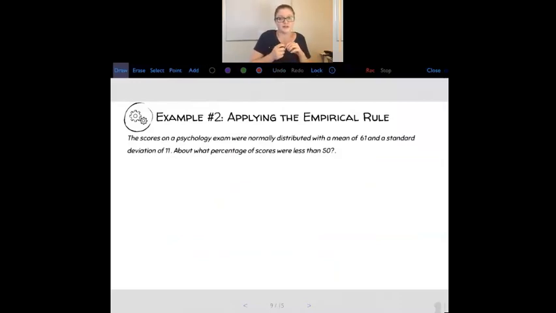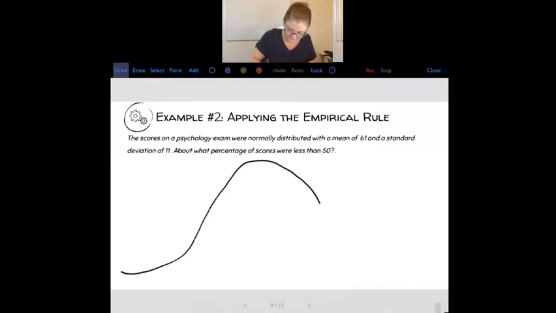The scores on a psychology exam were normally distributed. Remember, when you see normally in this section, think bell shape. With a mean of 61 and a standard deviation of 11. About what percentage of scores were less than 50? So I'm going to draw my curve again. I have a mean of 61.